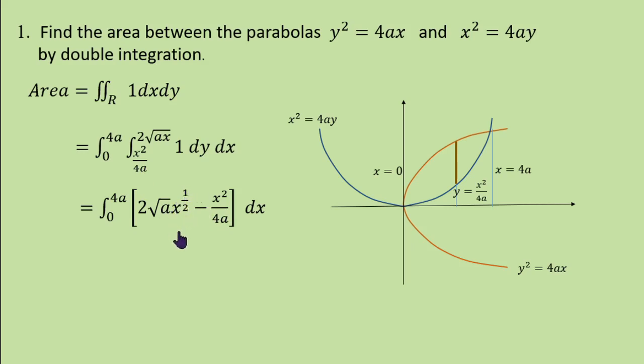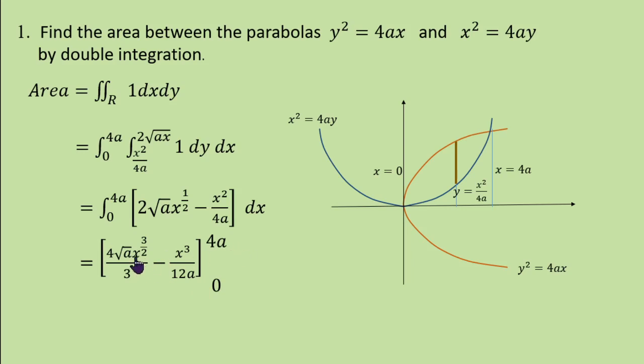integral of x power n is x power n plus 1 by n plus 1. So, half plus 1 is 3 by 2, and hence the integration is 4 into root a into x power 3 by 2 by 3, because 3 by 2, that 2 goes to the numerator, 2 into 2 is 4. So, 4 root a into x power 3 by 2 by 3 minus, x square integration is x cube by 3, and hence it is x cube by 3 into 4a, and the limit of x, upper limit is 4a, lower limit is 0.